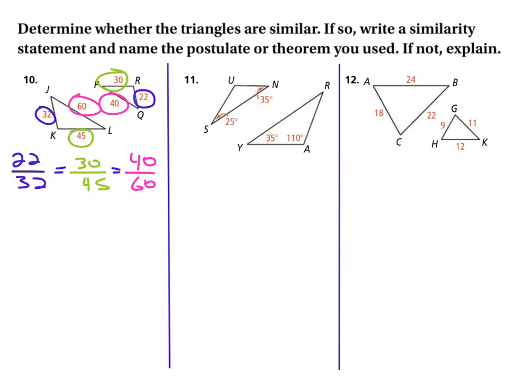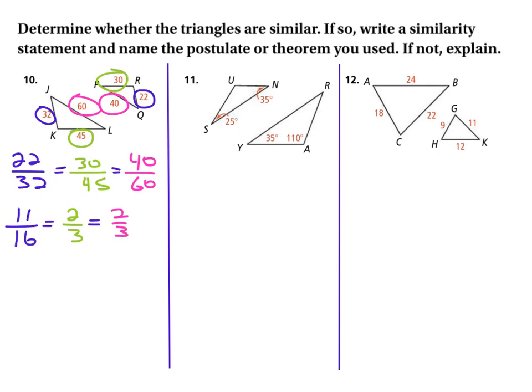So what I need to do here is simplify these ratios. So 22 over 32, I can divide them both by 2 to get 11 over 16. 11 is prime, so that's as small as it's going to get unless 16 was divisible by 11, but it's not. When I simplify the green ones, 30 over 45 simplifies, by dividing both by 15, to 2 over 3.